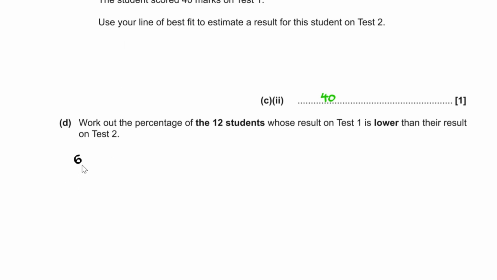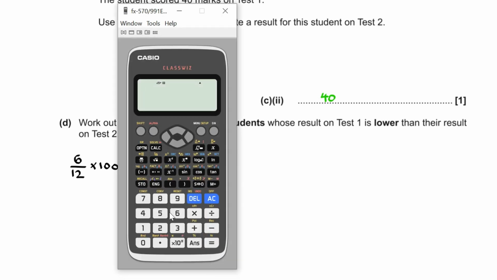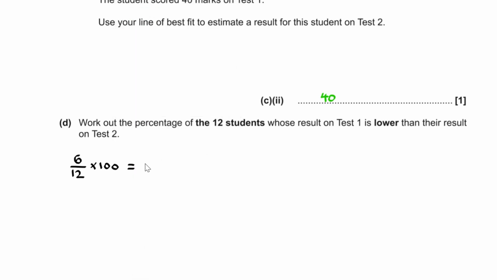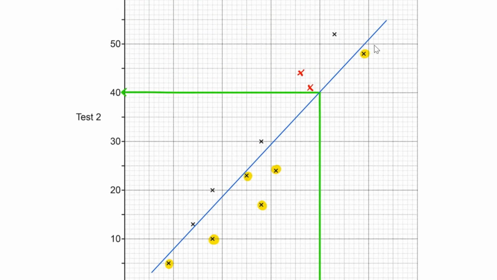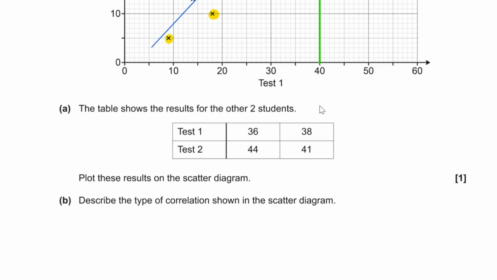So therefore we'd have 6 out of 12 times by 100. So if we work this out, 6 divided by 12 and then times by 100 would have 50%. So you can see here we have 50%. And obviously values can vary depending on how you've drawn your scatter diagram. So here we'd have 50%.